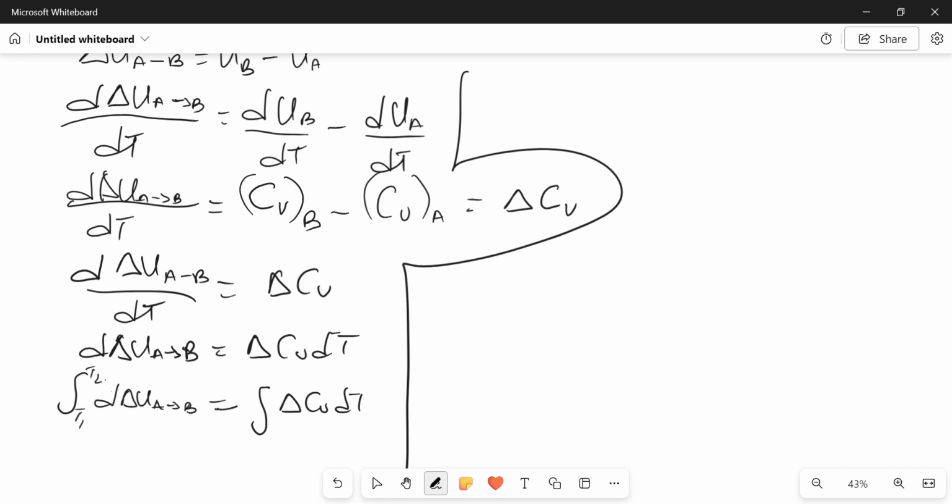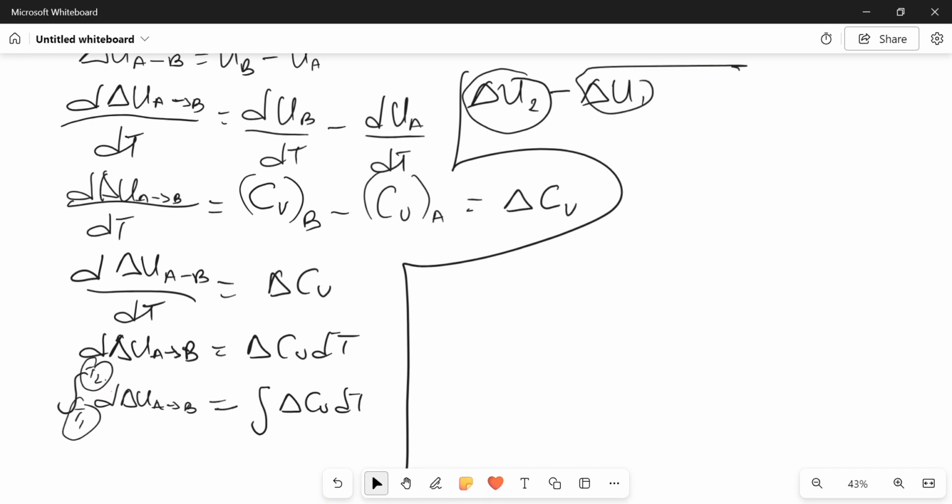So eventually what this is telling us is that we are going to have the change in U2 minus the change in U1. This is my change in internal energy for temperature 2, and this is my change in internal energy for temperature 1. Do you understand? Everything will actually be equal to the integral.